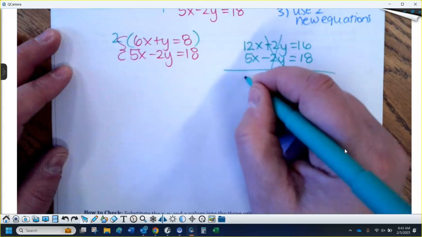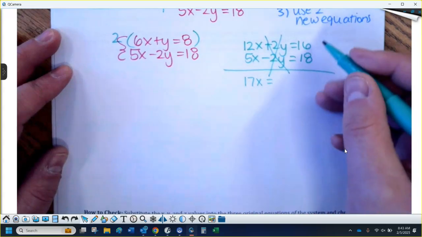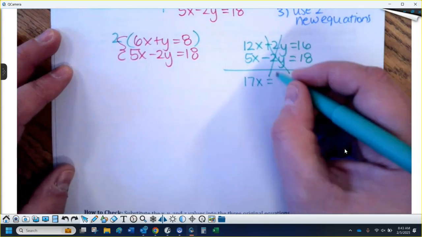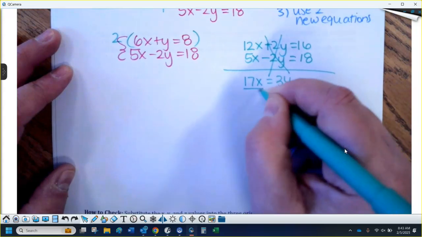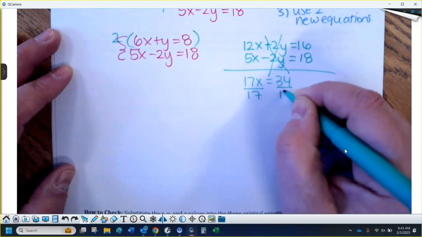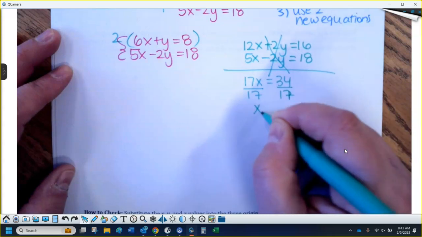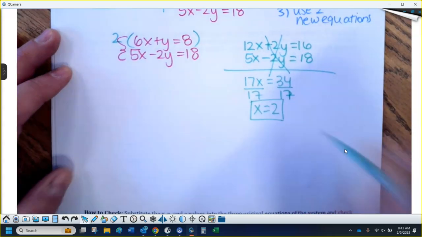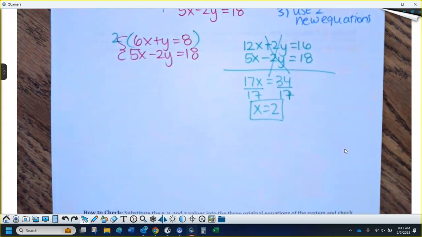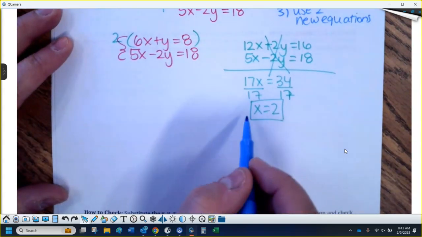Now, 12 and 5, I got 17x, and then on the other side, 16 and 18, 34. I'm just going to divide by 17 real quick. Whoa. And x is just 2. Now the only difference between this and a regular system you guys are used to solving that just has two variables, we're just going to have one more step. So once you get one of the variables, you're just going to do like we've been doing, just back up one step, doesn't matter which one.